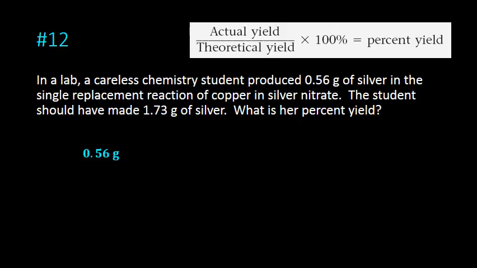Okay, here we go. So this number is what we actually got in the lab. And I'm going to divide that by the theoretical yield. That's what we should have gotten. That's what the stoichiometry said we should have gotten. Times that by 100, whammo, 32%. That's it. We're done with this type of problem.